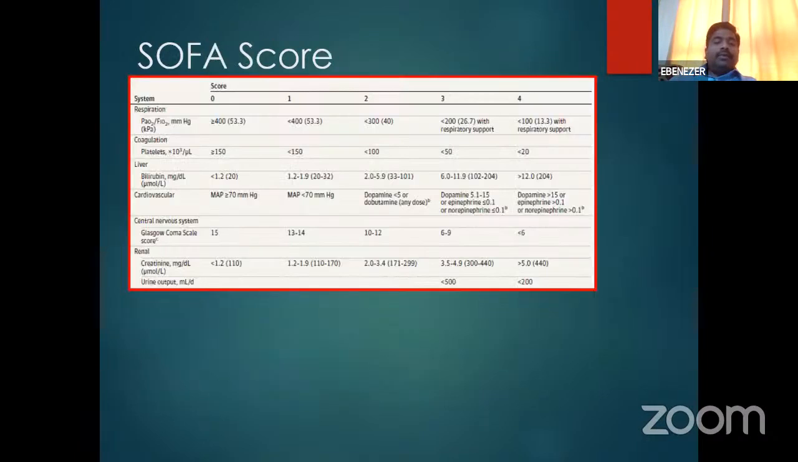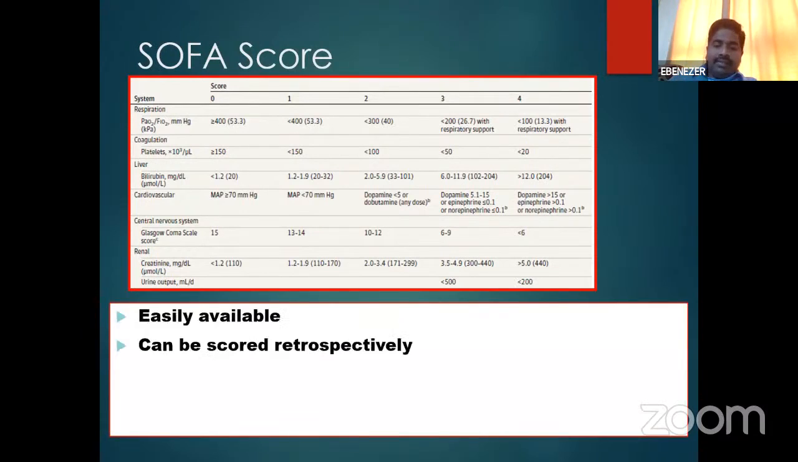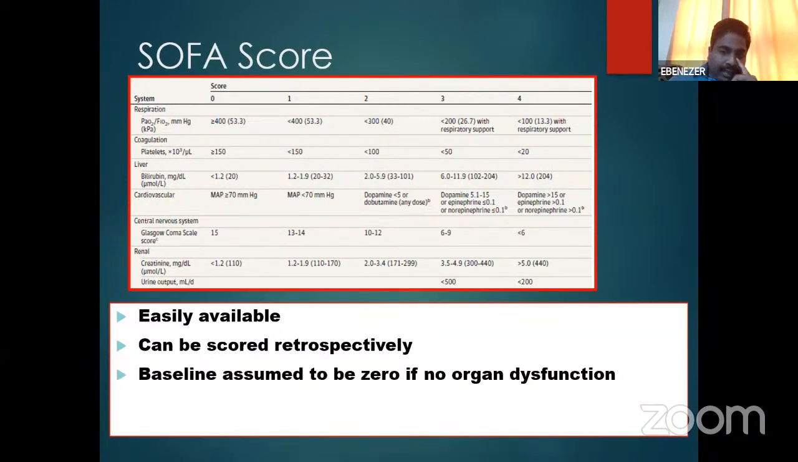Now, when you enter your ICU and you are doing your morning rounds, will you be able to identify people with sepsis? Is there a mechanism whereby you can identify them? This is where many scoring systems come in. The SOFA score looks at various parameters: respiration, coagulation, liver, cardiovascular, CNS, and renal. So you have the score and you can do the scoring. It need not be a senior nurse; the nurse in charge can go ahead and do the scoring. It is easily available and retrospectively it can also be scored.